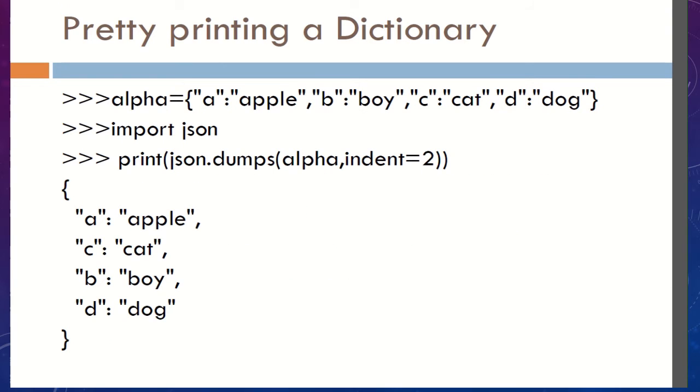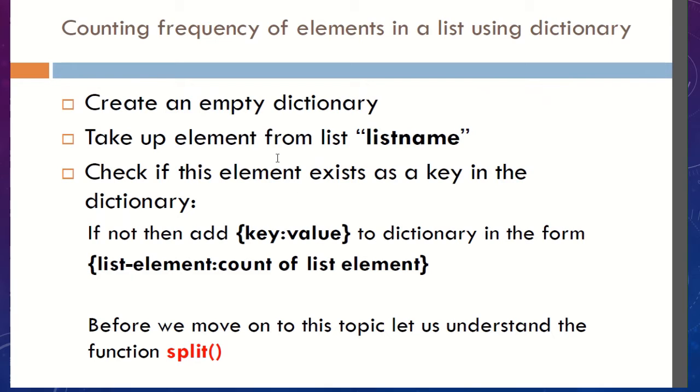Next is counting the frequency of elements in a list using a dictionary. So create an empty dictionary, take up an element from the list, and check if this element exists as a key in the dictionary or not.